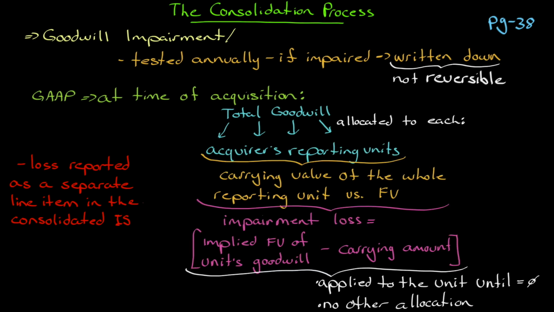All right, so GAAP is sort of along the same process. There is an allocation of goodwill, but instead of to cash-generating units, at the time of acquisition, total goodwill is allocated to each of the acquirer's reporting units. And then the test is the same. The carrying value of the whole reporting unit is compared with its fair value. If there is an impairment loss, in other words, if the carrying value is much higher than the fair value, the loss is the implied fair value of the unit's goodwill minus the carrying amount. And this is applied to the unit until it equals 0. Once goodwill is equal to 0, that's it. And again, the loss is reported as a separate line item.